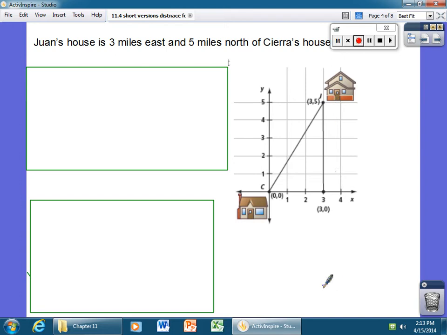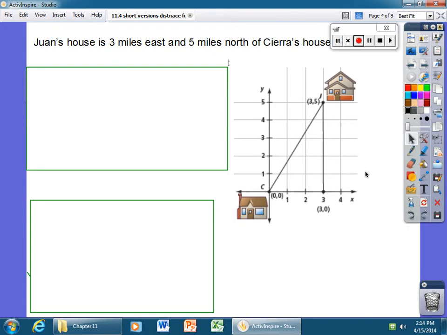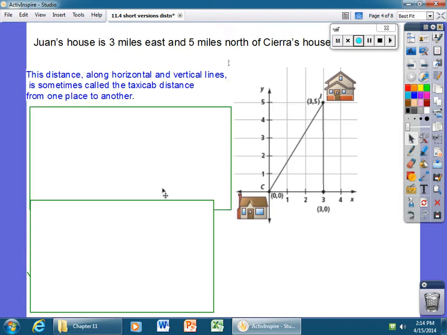In the book they talk about something called taxicab distance, and by taxicab distance what they mean is the distance that you would drive if you had to drive on the road. So if these are streets, you would have to drive 3 miles this way and then 5 miles this way. So you'd have to drive a total of 8 miles. And that's what they're talking about whenever they mention taxicab distance.